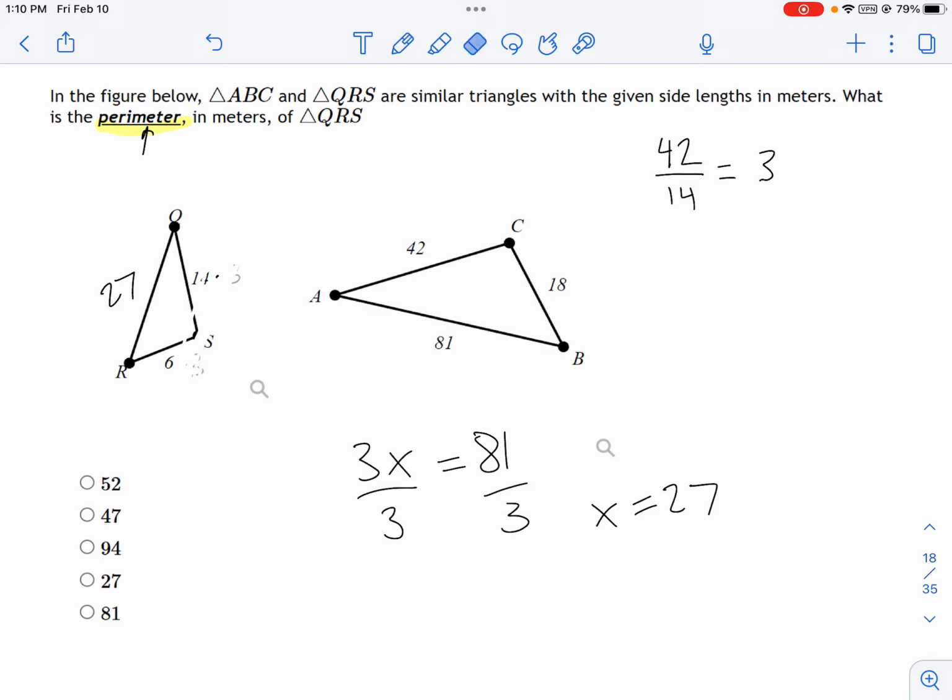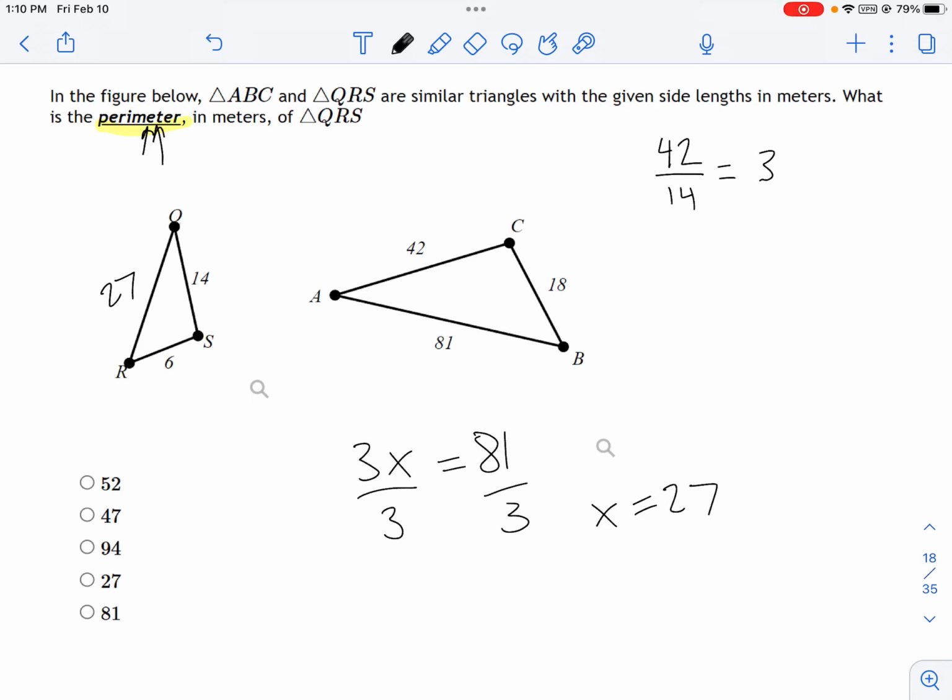Okay? And that is what it means for stuff to be similar triangles, that you have that same proportion, the same number being multiplied to all three sides to go from the smaller to the larger. Or vice versa, where you're dividing by the same number to go from larger to smaller. Okay? So, are we done? You might be tempted to because 27 is an answer.